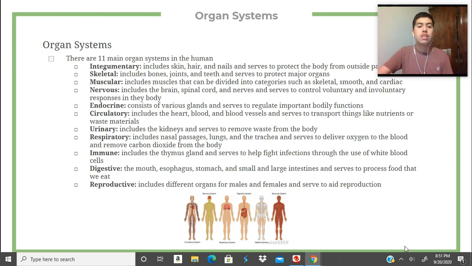And then we have the immune system, which includes the thymus glands and serves to help fight infections through the use of white blood cells. And then the digestive system includes the mouth, esophagus, stomach, and small and large intestines, and serves to process the food that we eat. So when we eat food, we digest it, we get the nutrients, and that's what the digestive system does. And then the reproductive system includes organs that are different between males and females and serve to aid reproduction. We'll learn about that a little bit later, more like next year. But for now, just know that in males and females, it's different organs.